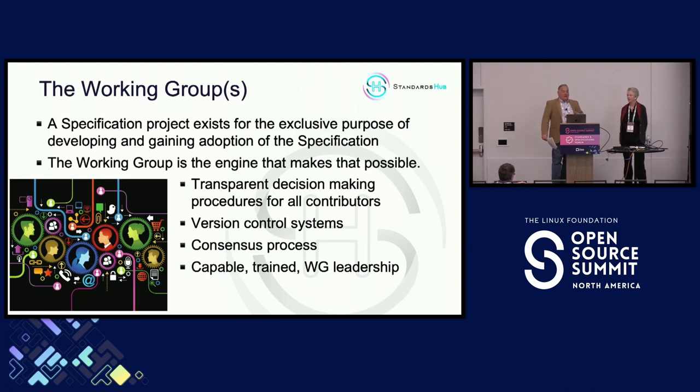The other thing that you have to have, you need version control systems, because you're creating something that everybody has to know what it is at any given moment in time. And you need a consensus process that says, we agree on whatever it is that this version is as a group. Now, I would also say that consensus does not always mean agreement. You don't have to love what you have. You have to be able to live with what you create.